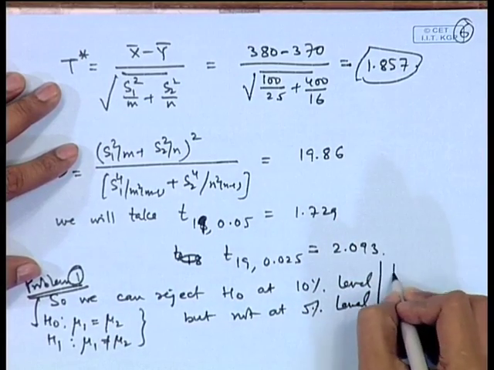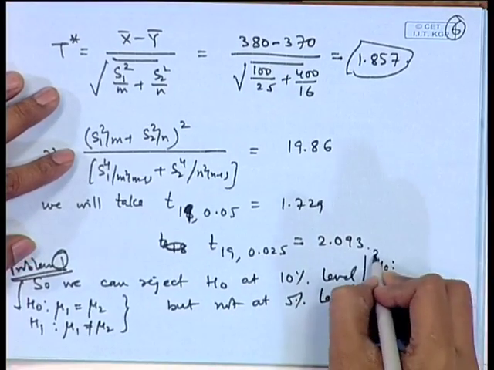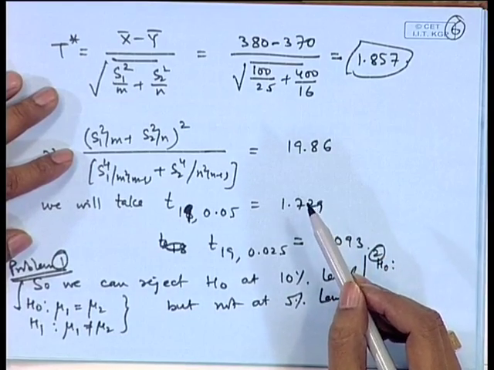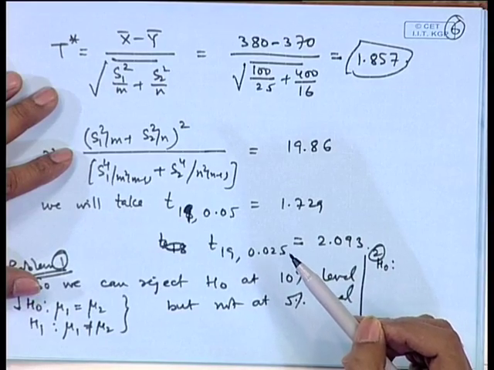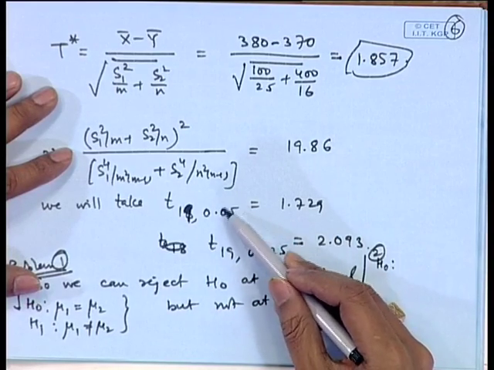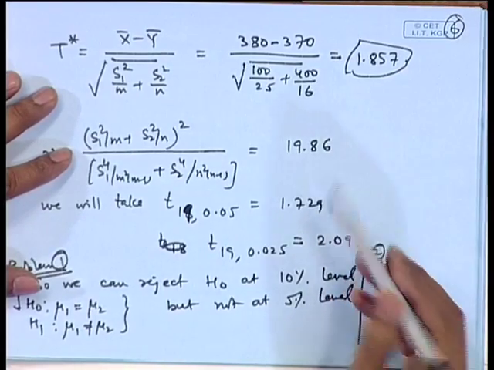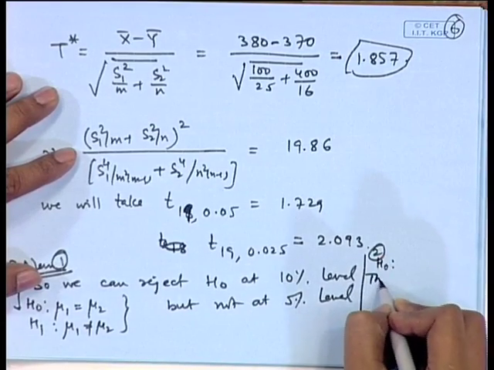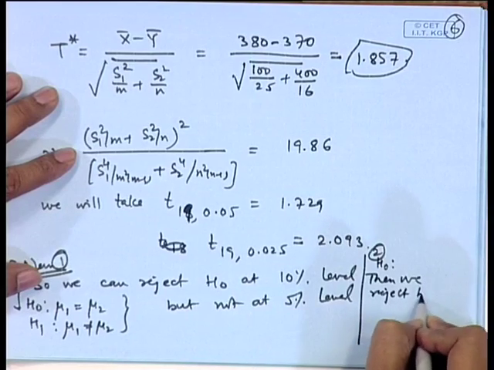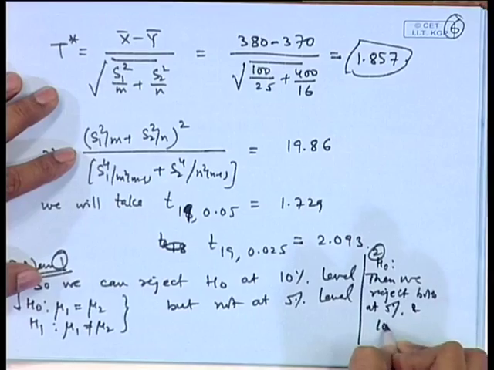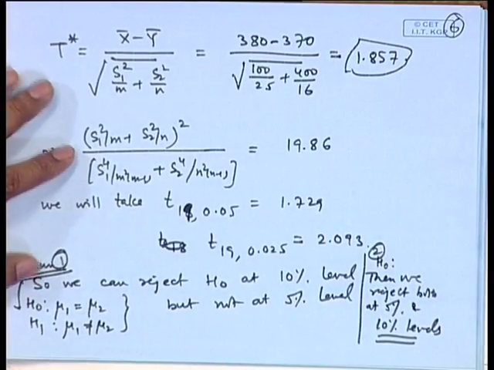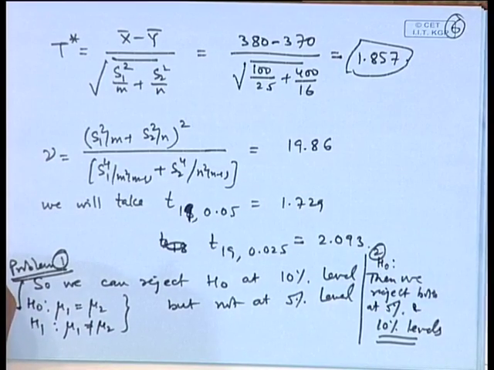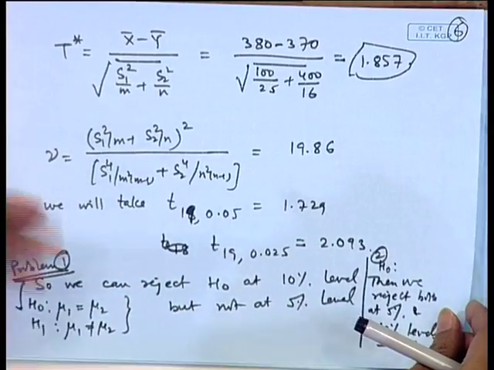However, if we are considering a one sided test, say I am considering hypothesis testing problem 2. In hypothesis testing problem 2, the rejection region is T star greater than or equal to T nu alpha. So, we reject both at 5% and 10% levels. However, if you consider say 0.025 level, then you will not be rejecting here. So, this test is slightly more sensitive here.